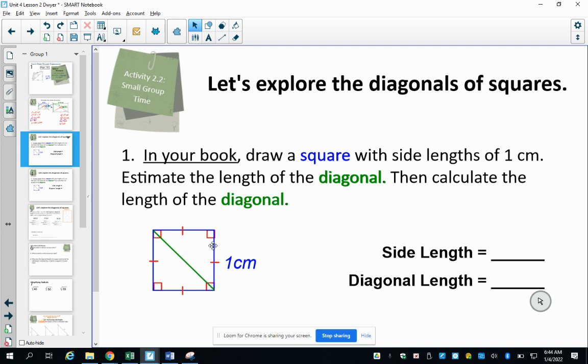And then actually calculate the length of the diagonal. So calculate meaning to use mathematical formulas. So remember that you know that this one is a 1 centimeter side as well. And so we're looking for this diagonal. So you'd be doing Pythagorean theorem. So go ahead, pause the video and calculate that.